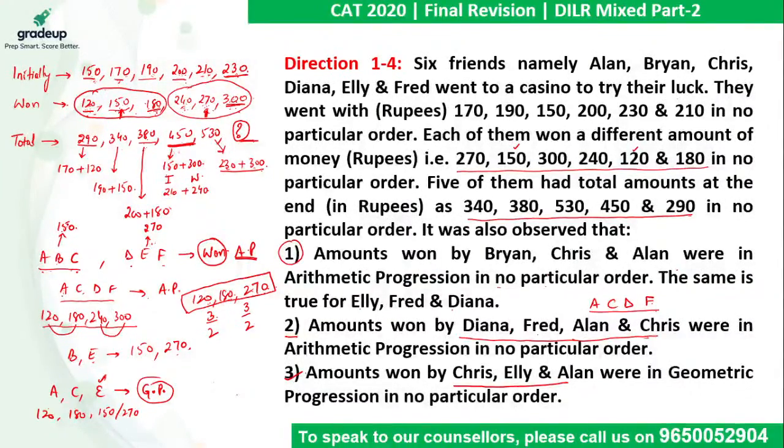B I know is 150. A and C I still do not know, they can be any among 120, 180. Likewise, 240, 270 and 300 definitely belong to D, E and F, wherein D and F can be any value among 240 and 300 now. So please check it out. I hope this set is clear to each and every student.